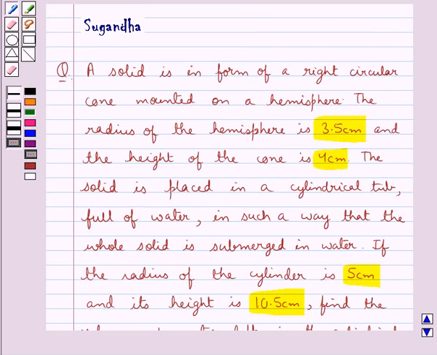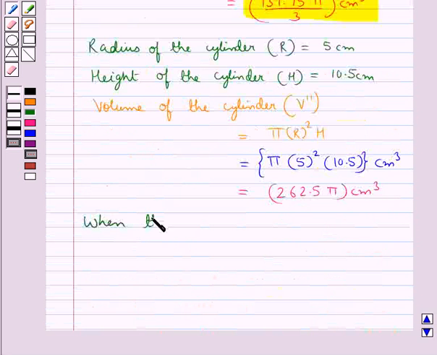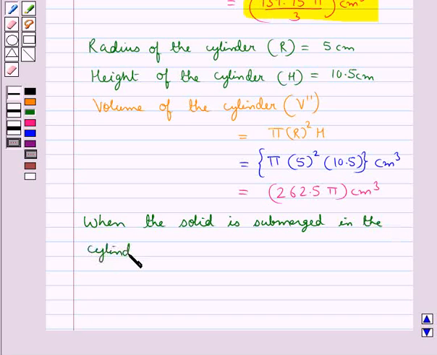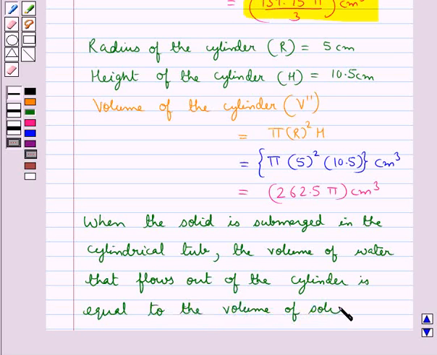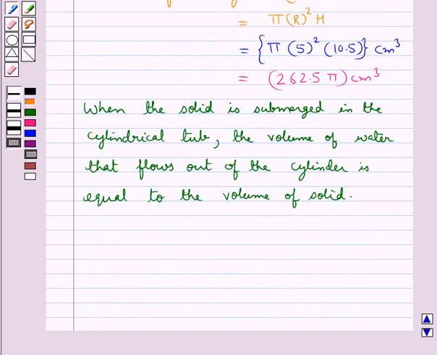Now it's given in the question that the whole solid is submerged in the water which is in the cylindrical tub. So we say, when the solid is submerged in the cylindrical tub, then the volume of water that flows out of the cylinder is equal to the volume of the solid. And we have to find out the volume of water left in the cylindrical tub.